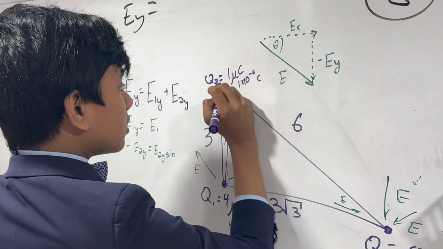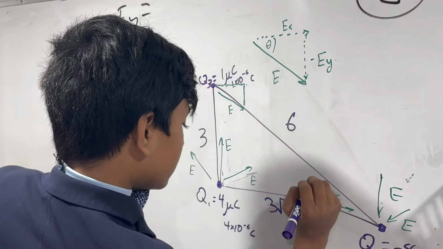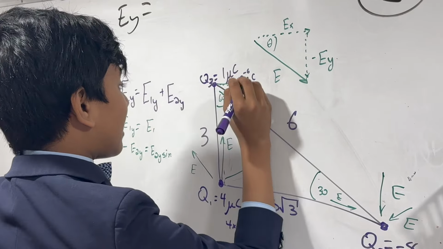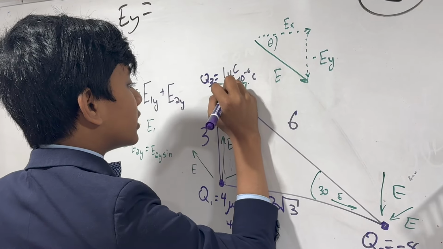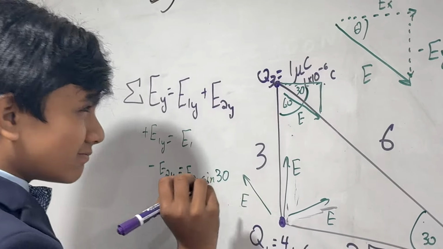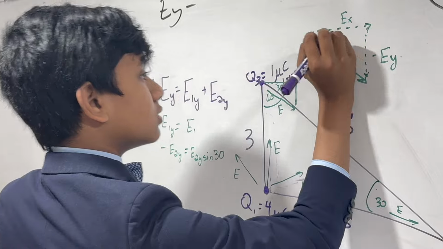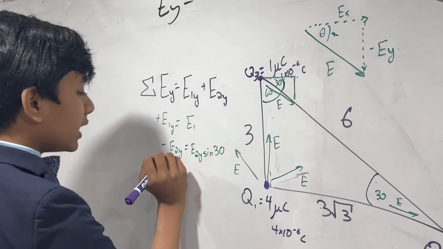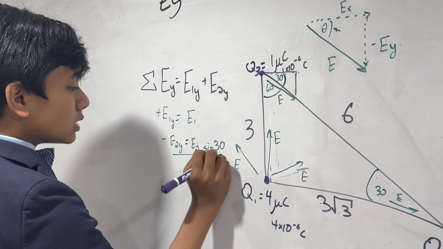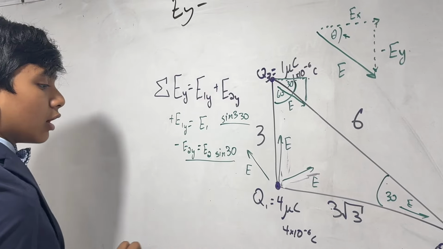Now, what is that angle? Well, if we draw that triangle right over here, we know that by the proportions of this triangle, this is pretty obviously 30, and this is 60. And since these add up to 90 by design, this has to be 30 degrees right over here. Do you see that? Yeah. So the angle has to be 330, or negative 30? They're about the same. So we have minus E2y equals E2 times sine 30. So I guess the sine of 330 adds the negative sign. Yeah, that's right.